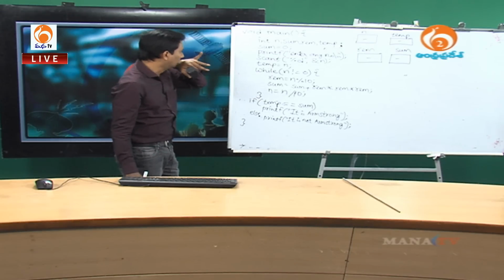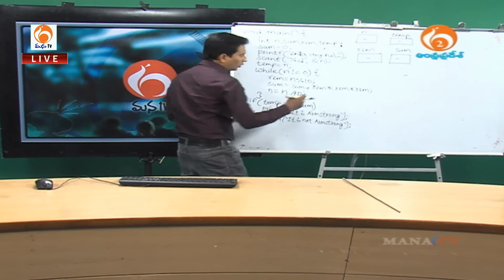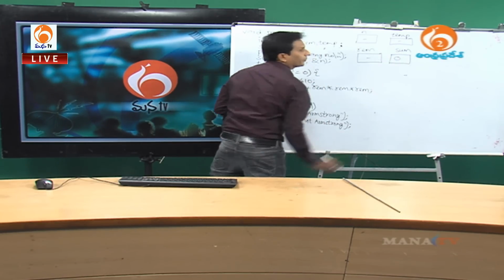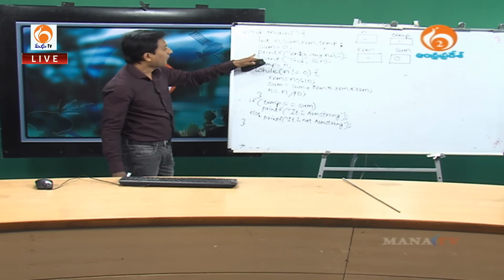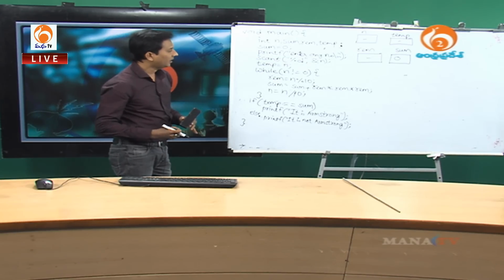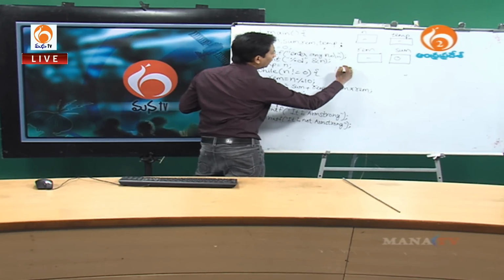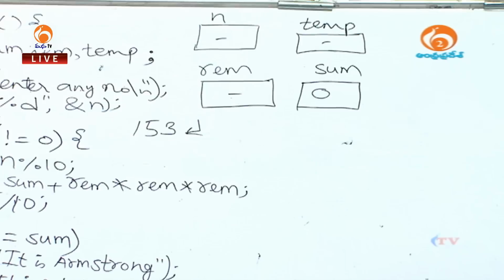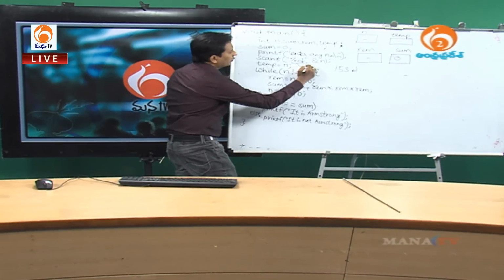Next, sum equal to 0. I am initializing the sum equal to 0. Garbage value is overwritten, 0 is stored. Next, I am asking the user, printf enter any number. Now we will see 153. 153 is entered by the keyboard. This 153 is read from the keyboard and stored into variable n.